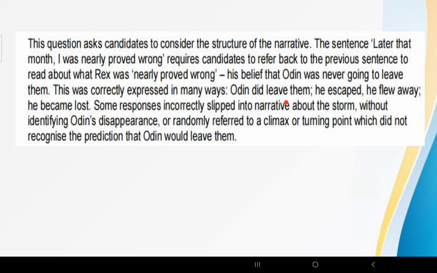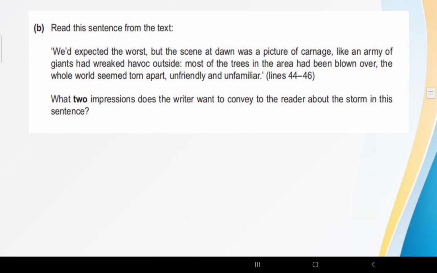It is the writer is trying to create a kind of suspense. Sometimes things are simple, you need to answer them in a simple manner, and that is one such question in which there's no need to give a complex answer. Simple answer: he was proved wrong because that raven Odin left them or disappeared. Simple, that is the answer.